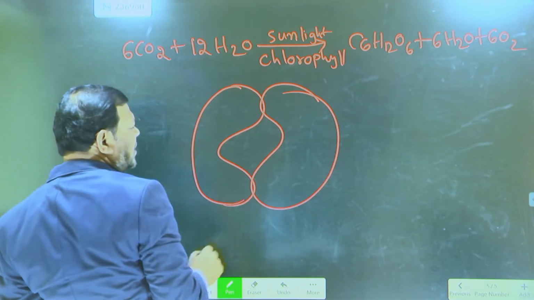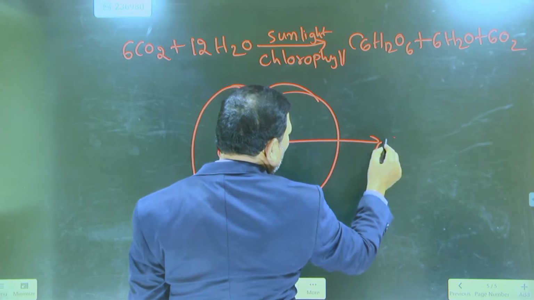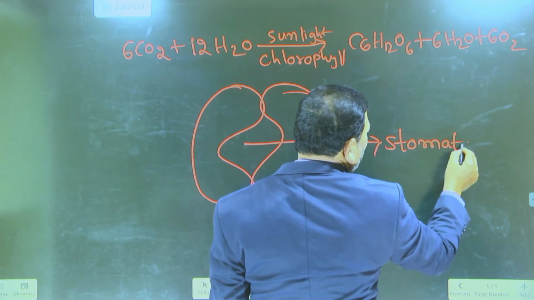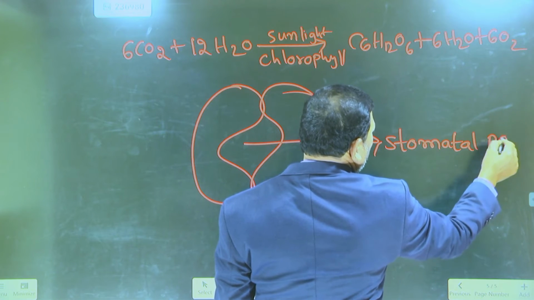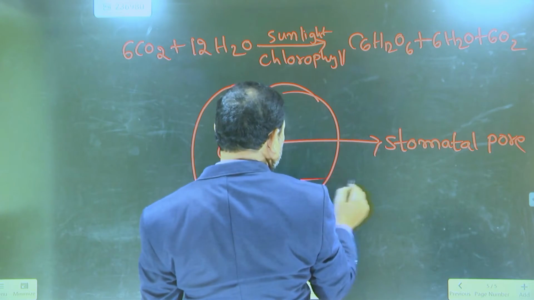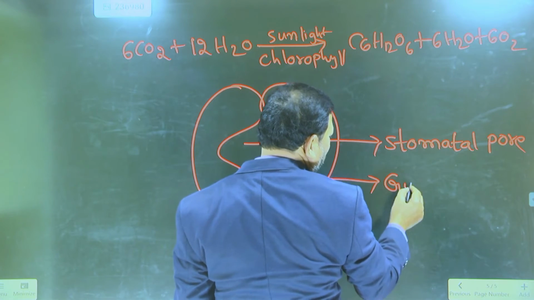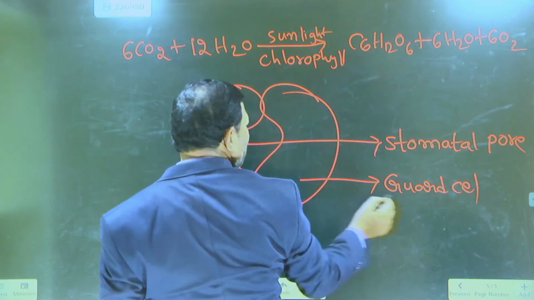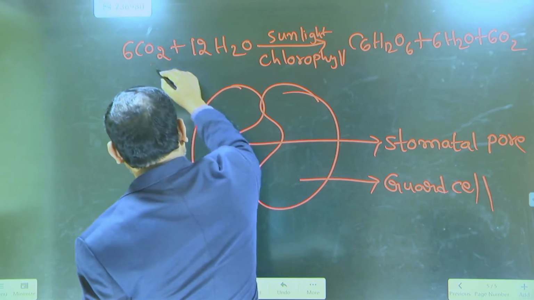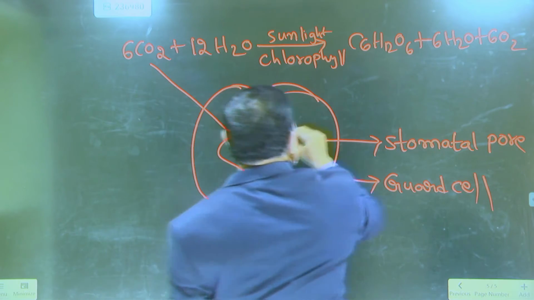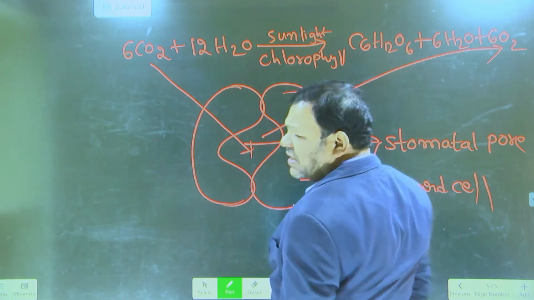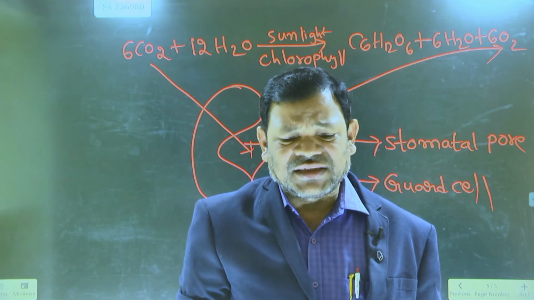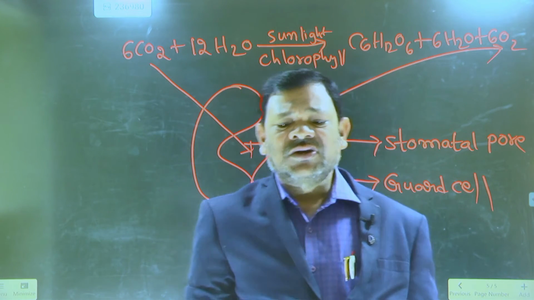This is called the stomatal pore. This is the guard cell. Here carbon dioxide is absorbed and oxygen gas is released. So gas exchange takes place especially through the stomata.